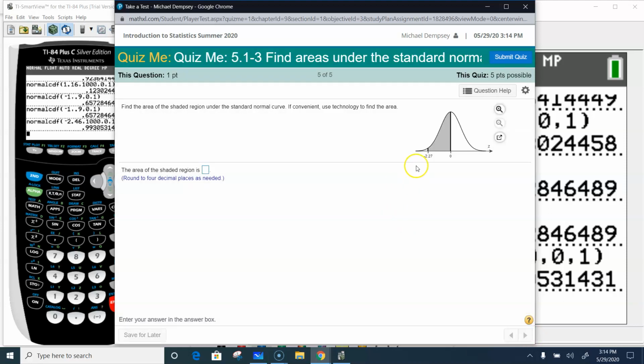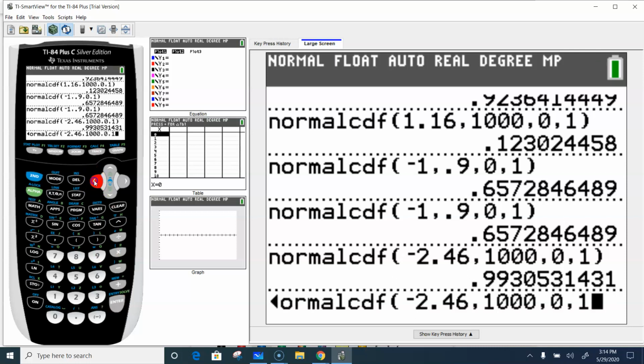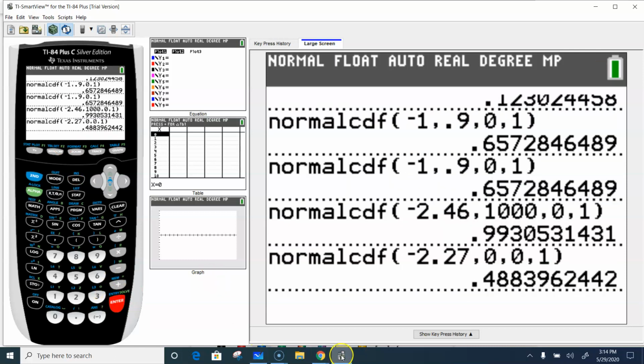And they all look pretty much the same. Negative 2.27 to 0. Still 0 and 1 is our mean and standard deviation. 0.488.